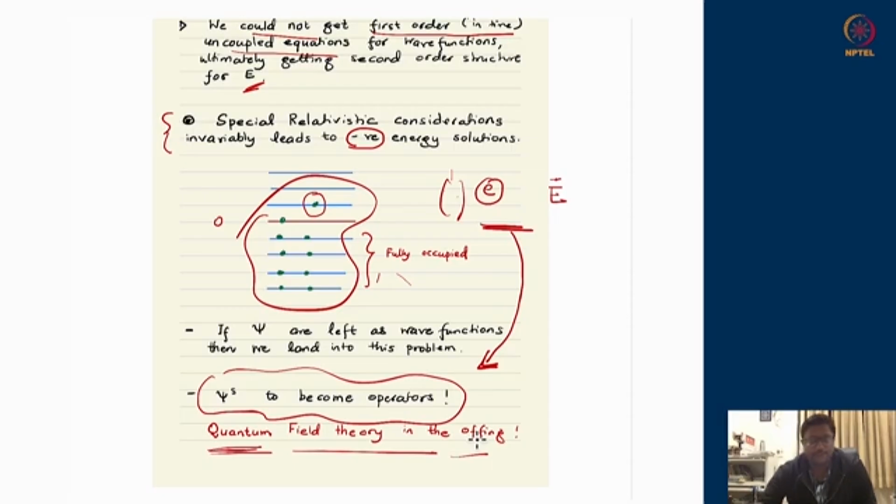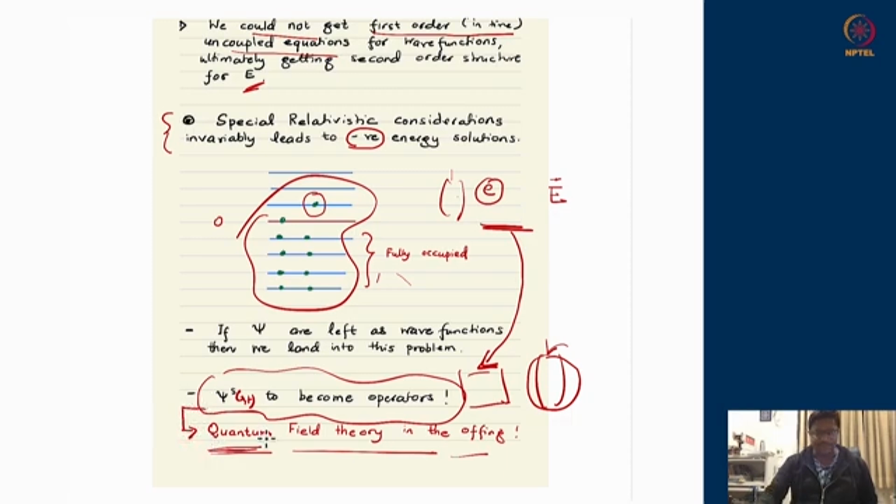Operators dependent on position and time. Remember, the wave functions were functions of x and t. When we make them operators, they will no longer be 4 cross 1 dimensional things as we have discussed, because we were looking for a solution of operator previously. Now we will give up that notion that they are themselves vectors. They will become operators themselves. In what dimension and what matrix, that will all be known when we try to convert them into operators, and that is the domain of quantum field theory.